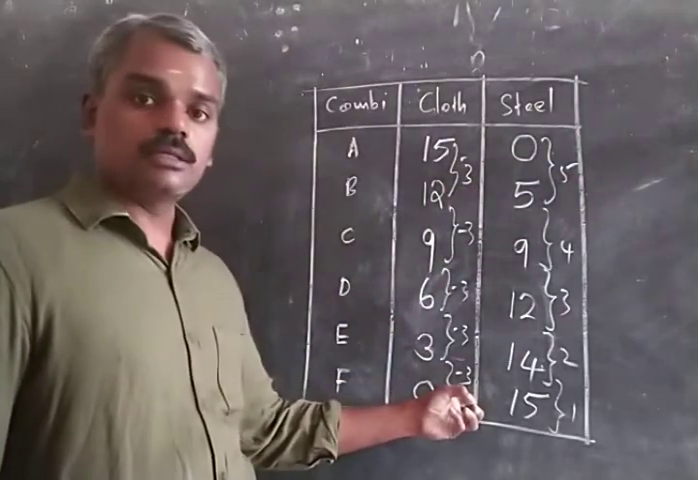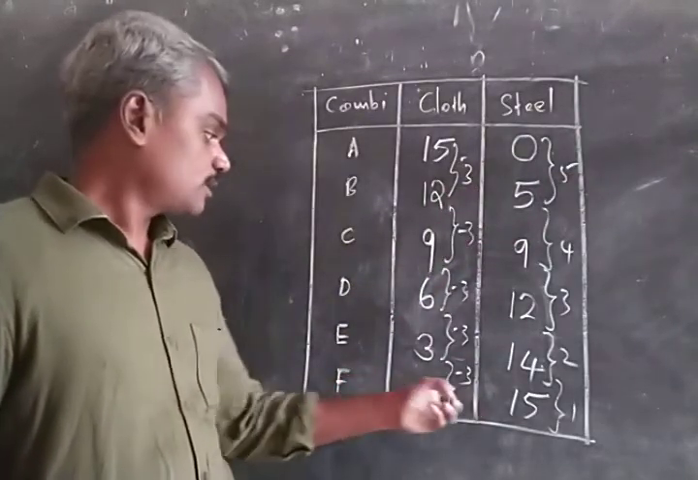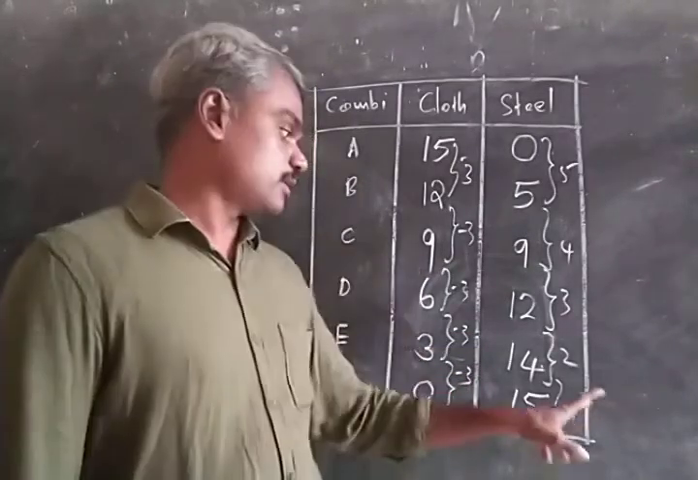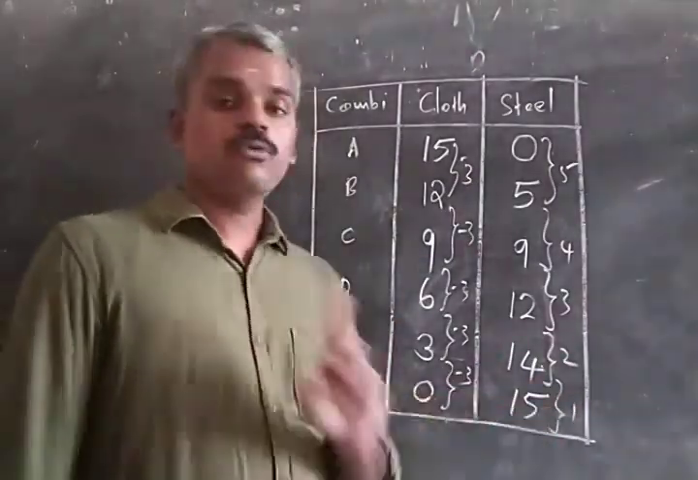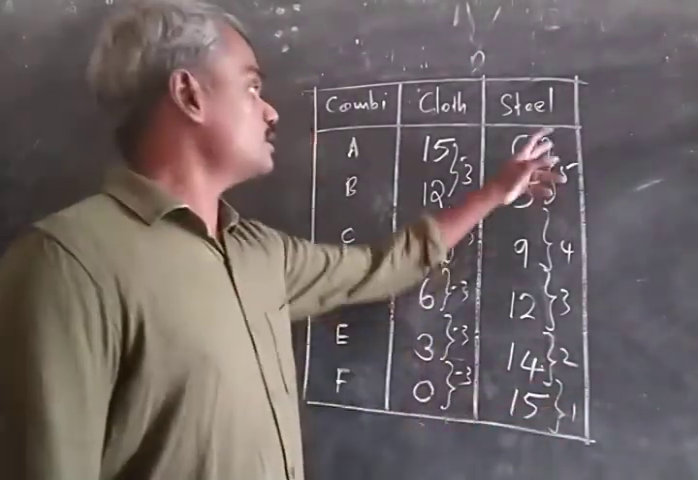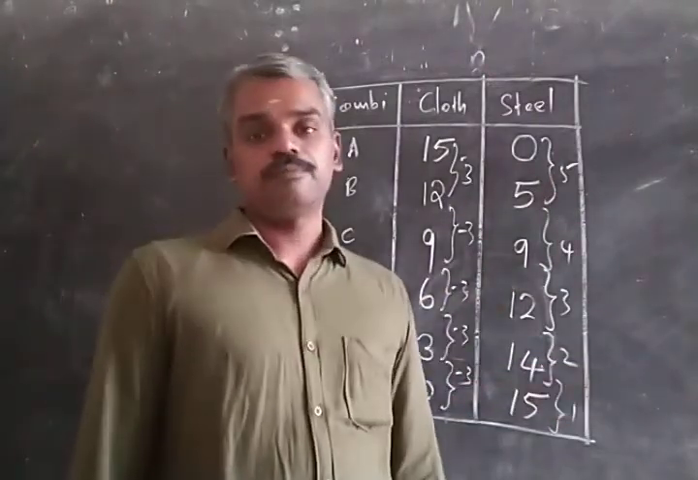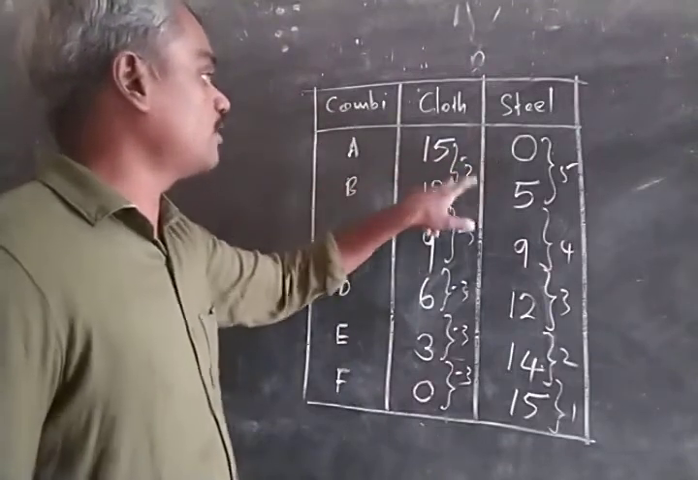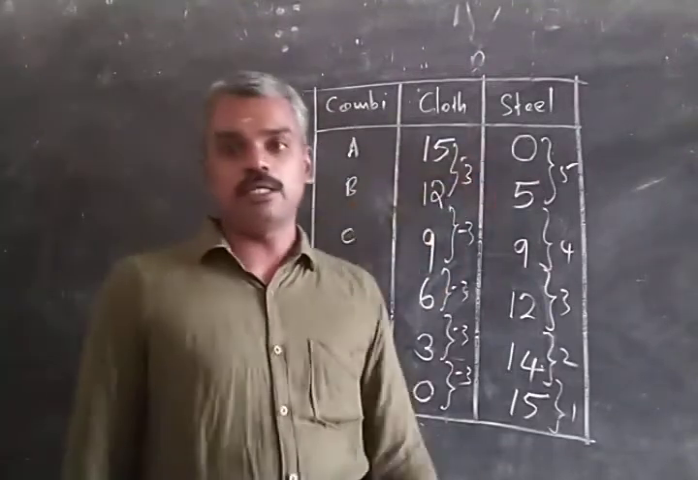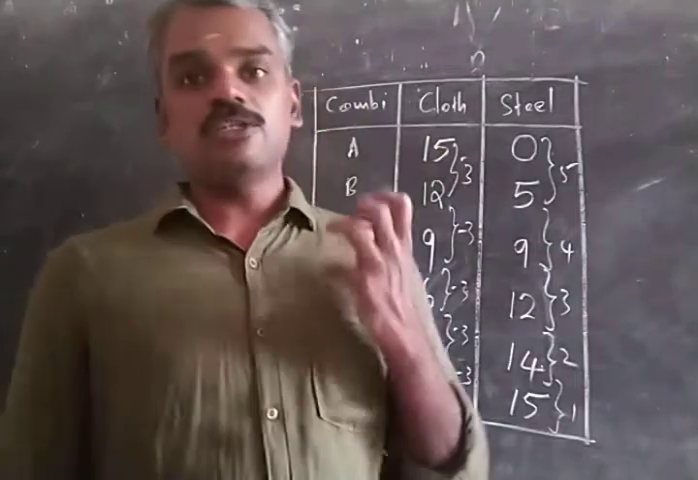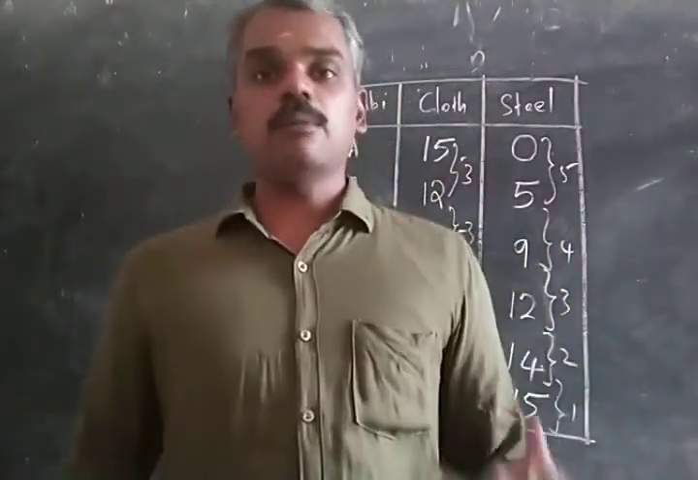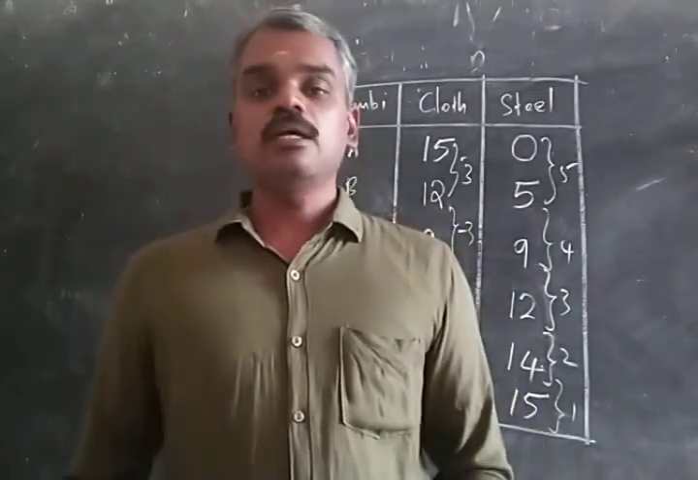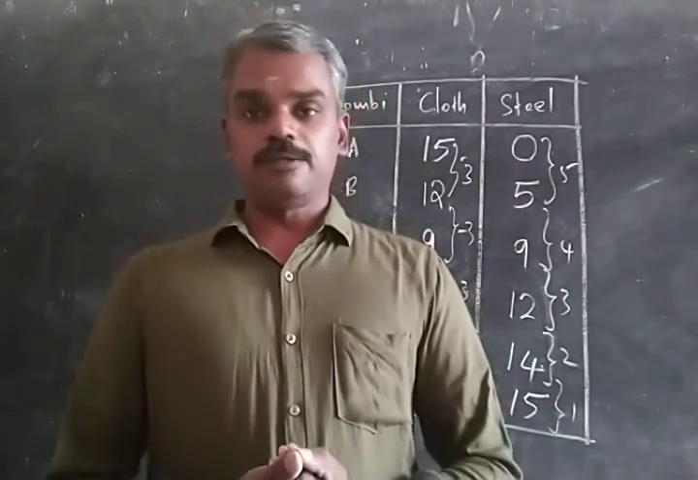And in the final case, when combination F is reached, a reduction in the production of cloth by 3 units resulted in a gain of 1 unit of steel only. Here you can see that this gain is falling. Why is it happening? Because when the nation faces the problem of diverting resources from production of cloth to steel, it has to decide which resources have to be diverted.